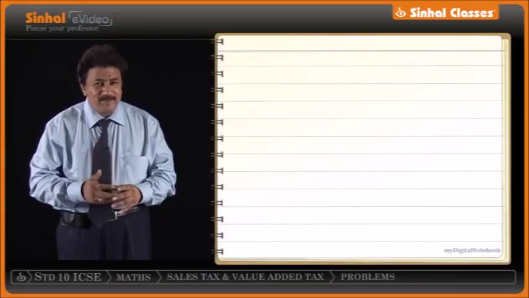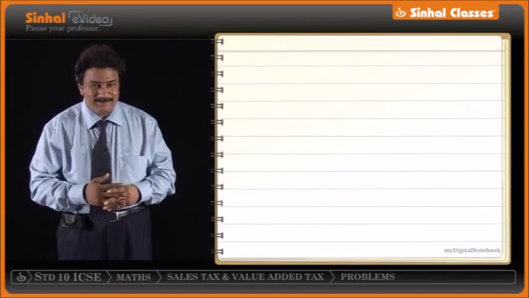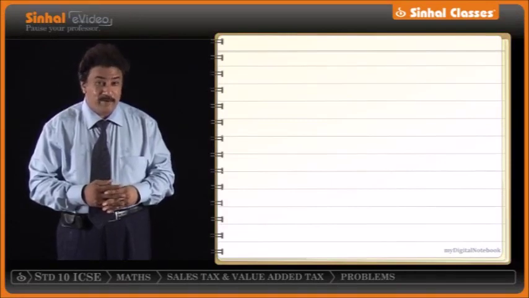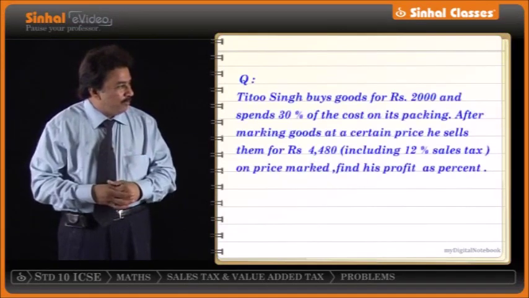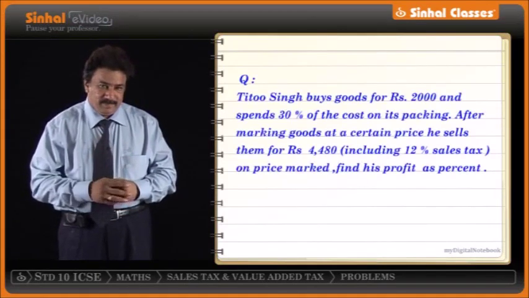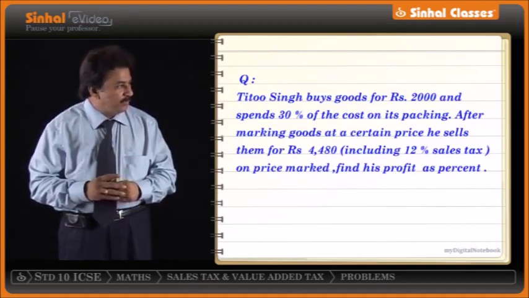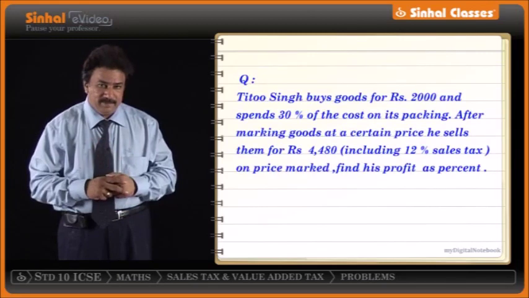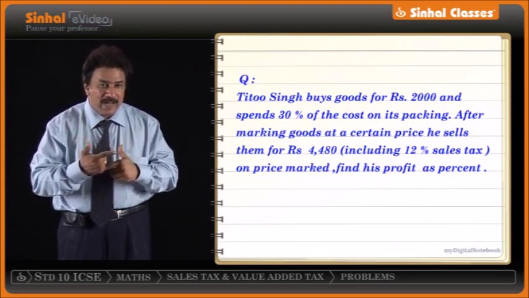A very important sum is there now. Next one. A really important sum. Let's check it out. What is given to you? T2 Singh buys goods for rupees 2000. He's buying the goods for rupees 2000 and spends 30% of the cost on its packing. Now these are all overhead expenses. Now this will increase the cost price because you are spending something more after buying the product.